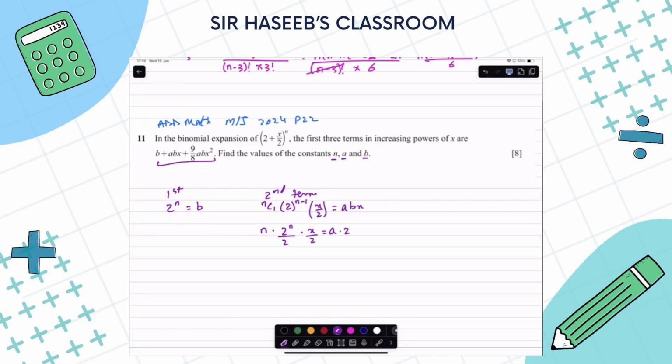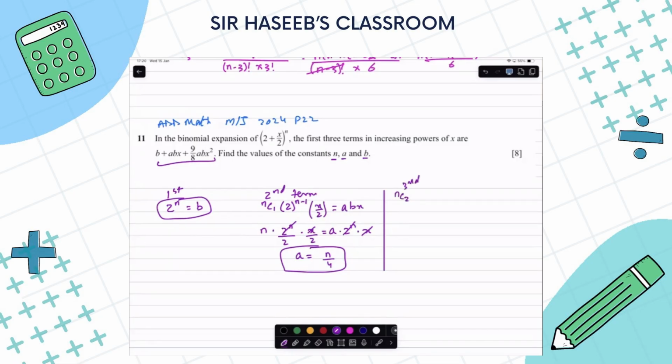B is 2 to the power n, which you just figured out, and x. The x cancels, 2 to the power n cancels. So a can be written as n over 4. Agree? Yes. Now let's move to the third term. Step by step, it will be easier.